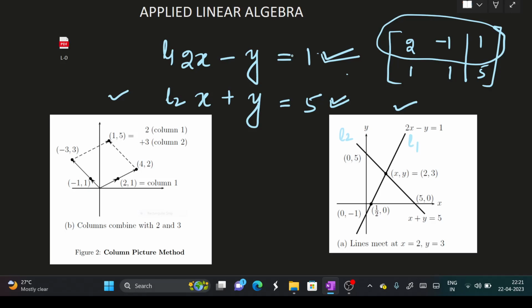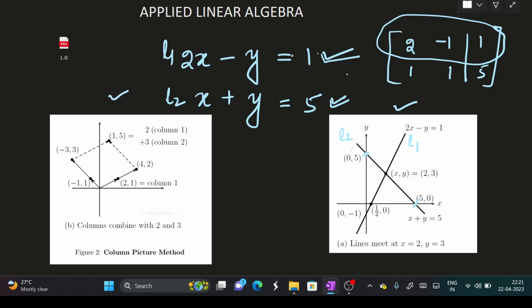So I have this point and I have this point. If I join them, I will get my straight line. So I have plotted both the straight lines. I am getting the common point. That is, I am getting the solution. It is all about the row picture method.